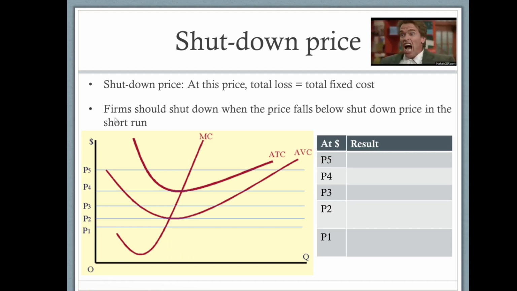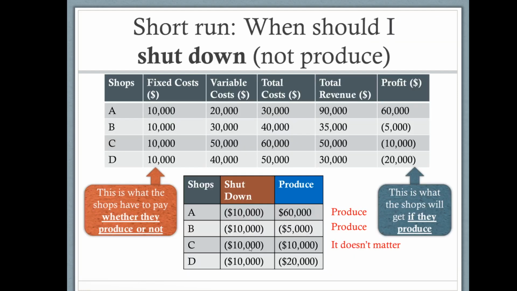And so we can conclude that firms should shut down when the price falls below the shutdown price, because the shutdown price is basically here. When you try to produce, the loss is equal to the fixed cost, so it doesn't really matter if you produce or not.